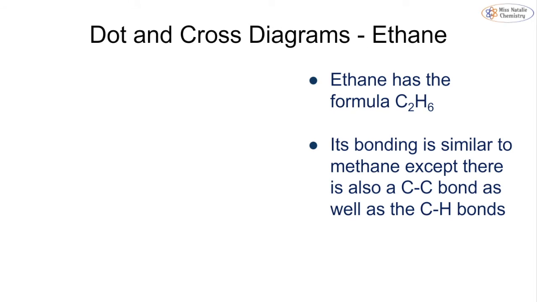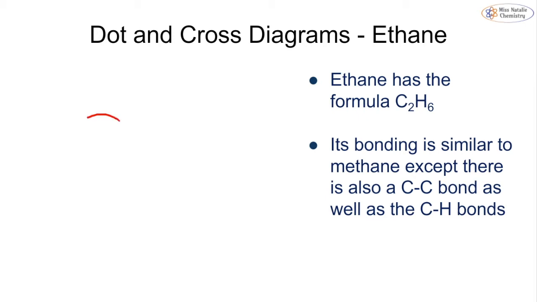Now ethane is slightly more challenging. So ethane has the formula C2H6. The bonding is very similar to what we saw for methane earlier. However, there is also a bond between 2 carbon atoms. So our dot and cross diagram is just slightly bigger.